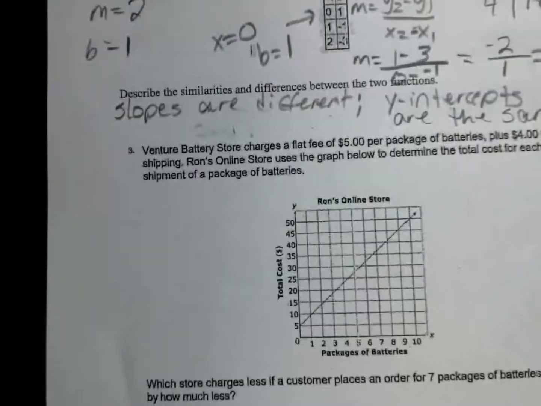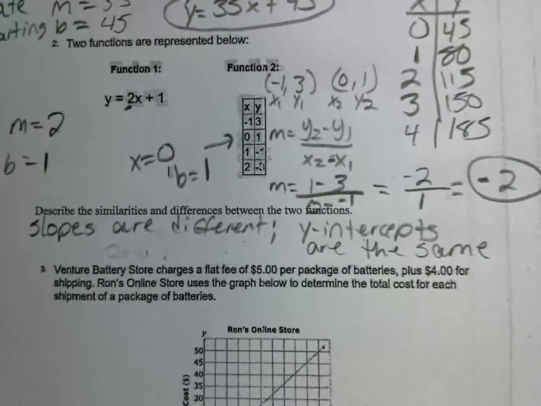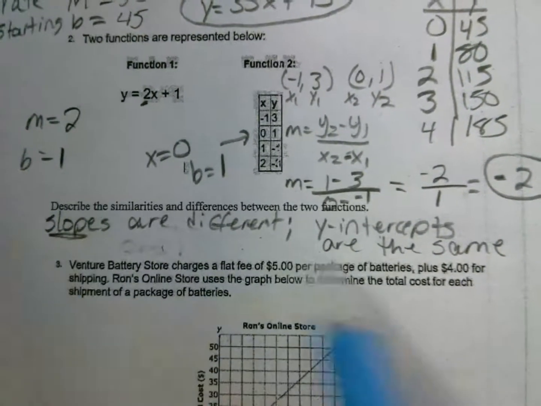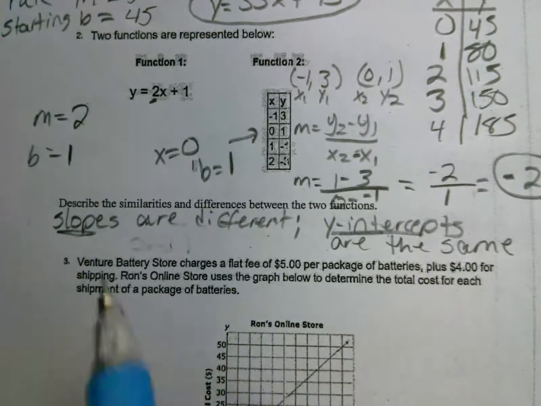All right, number 3. Anyone still writing number 2? Talked about slope, talked about y-intercept. All right, let's look at number 3.